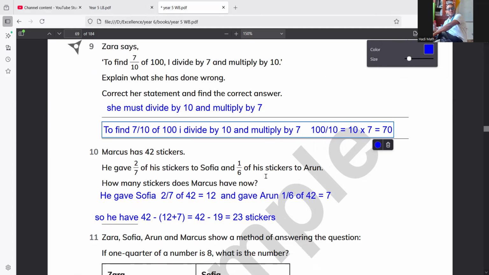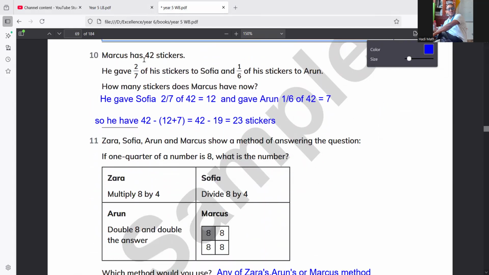Let's go to the next question. They say Marcus has 42 stickers. He gave 2 over 7 of his stickers to Sophia and 1 over 6 of his stickers to Aaron. How many stickers does Marcus have now? First of all, we see how many stickers he gave to Sophia. He gave Sophia 2 over 7 of his stickers. His stickers are 42. So 2 over 7 of 42 is equal to 12, because 42 divided by 7 is equal to 6, and 6 multiplied by 2 is equal to 12. This is what he gave Sophia.